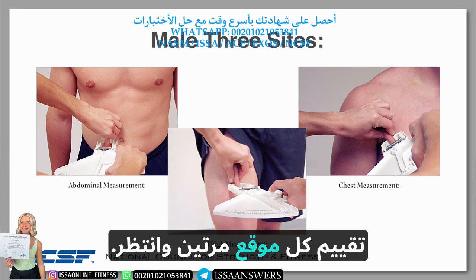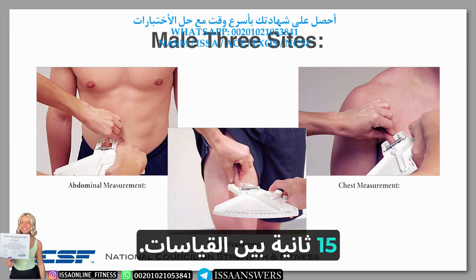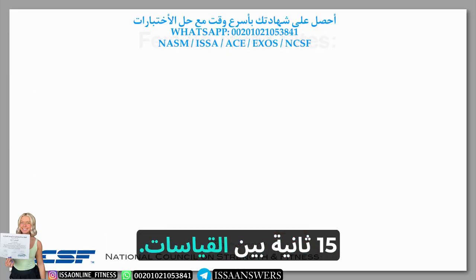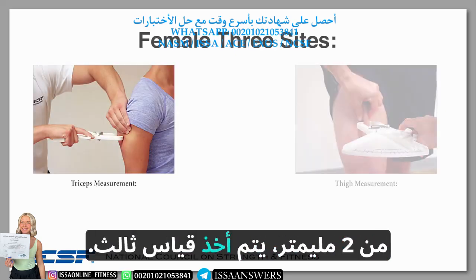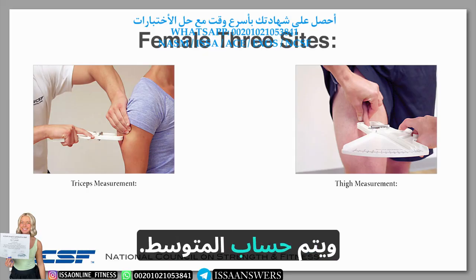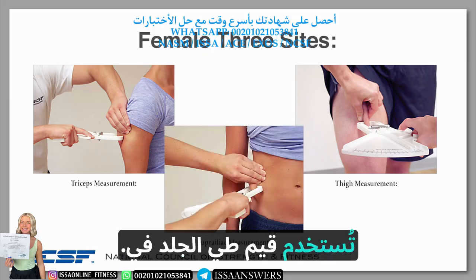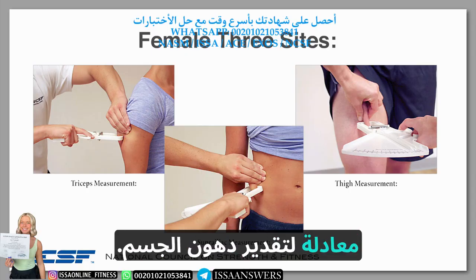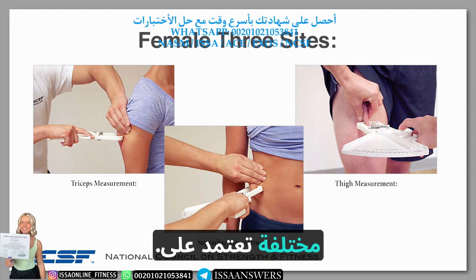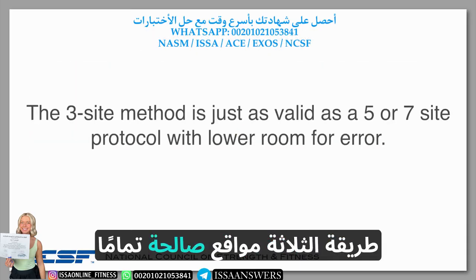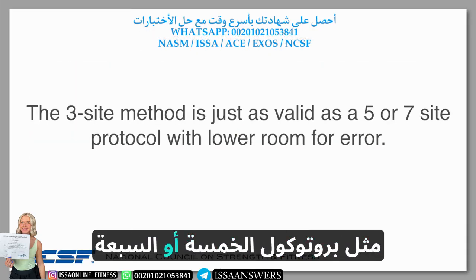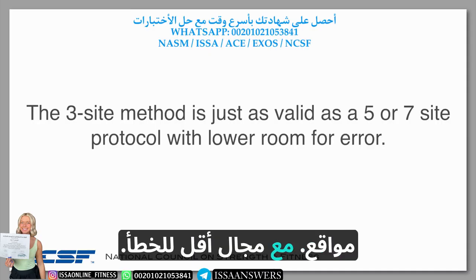Assess each location twice and wait 15 seconds in between measures. If the measurements are off by more than 2 millimeters, a third measure is taken and an average is calculated. The skin fold values are used in an equation to estimate body fat. Note there are different equations depending on how many sites are used. The 3-site method is just as valid as a 5 or 7-site protocol, with lower room for error.